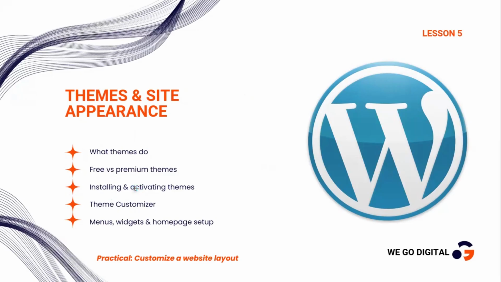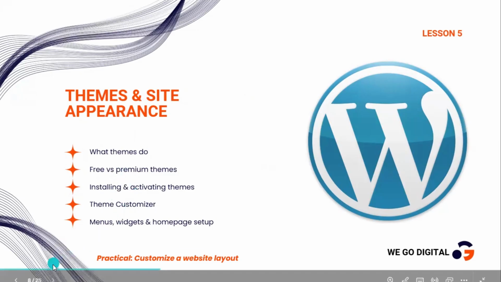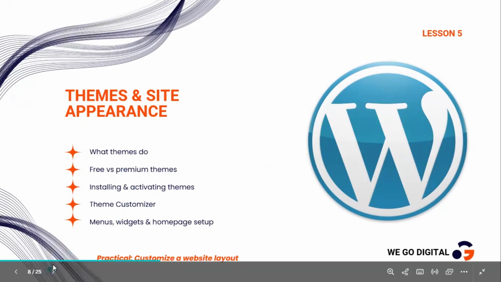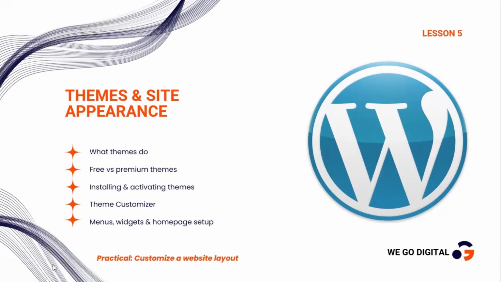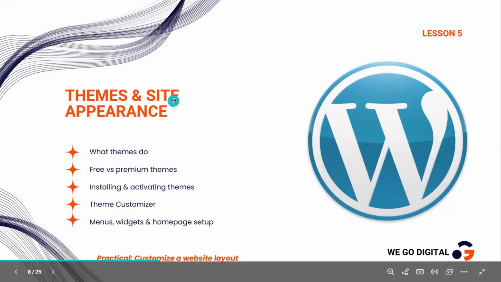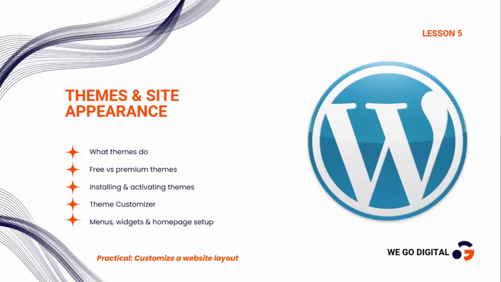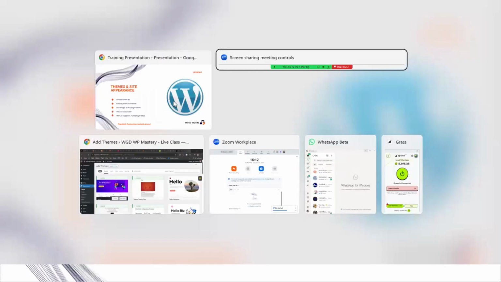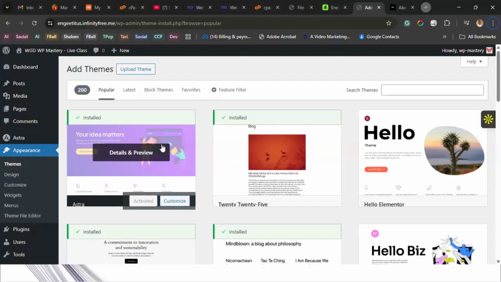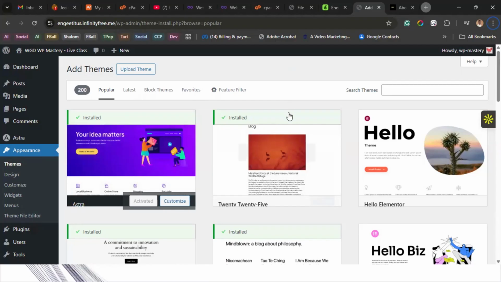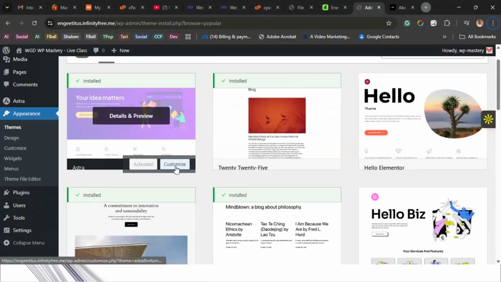So we've looked at what themes do. We've looked at free themes and premium themes. We've also looked at installing and activating themes. We've done that. So let's customize our theme. Let's do a bit of customization. Click on the customize button here. And we can begin to customize.